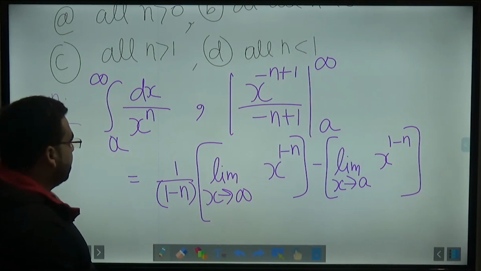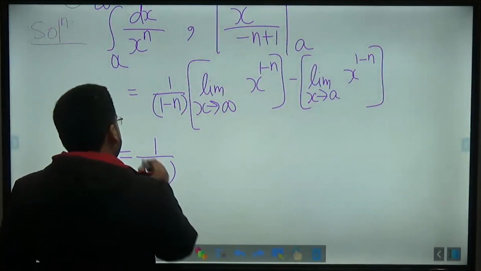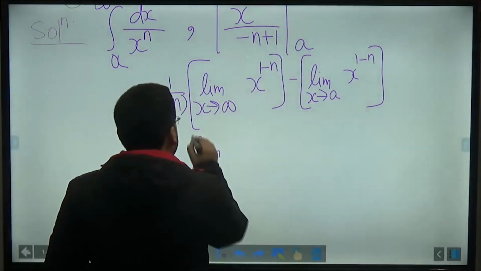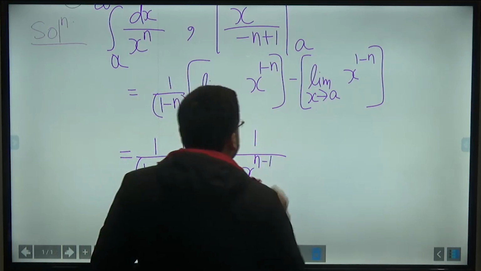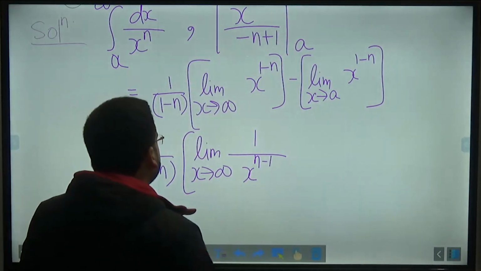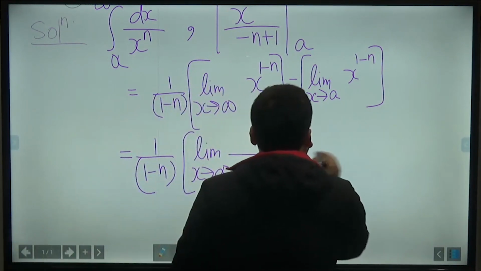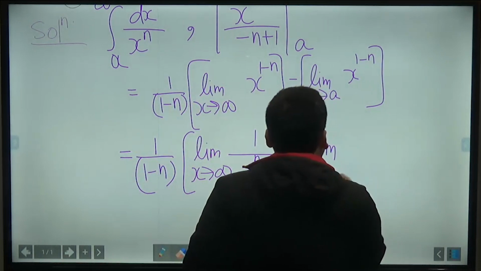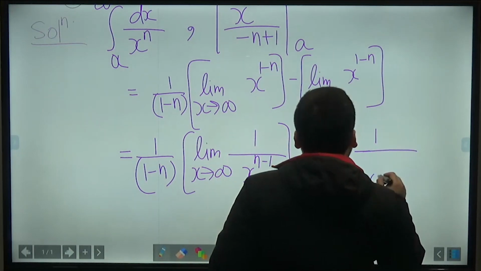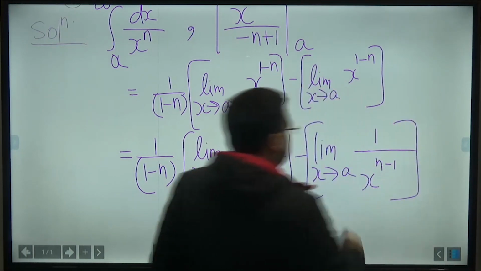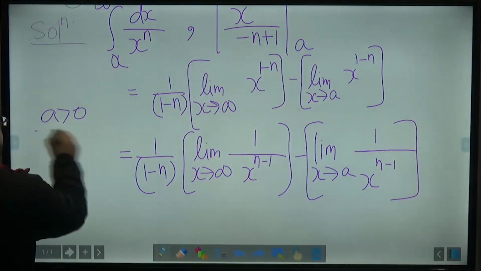Clear? Now I can also write it as minus the limit x tending to infinity of 1 upon x to the power n minus 1, minus the limit x tending to a of 1 upon x raised to the power n minus 1. That is what I can write. And a is greater than 0.